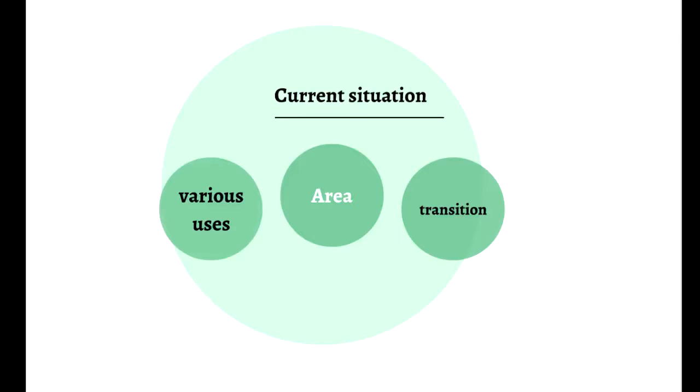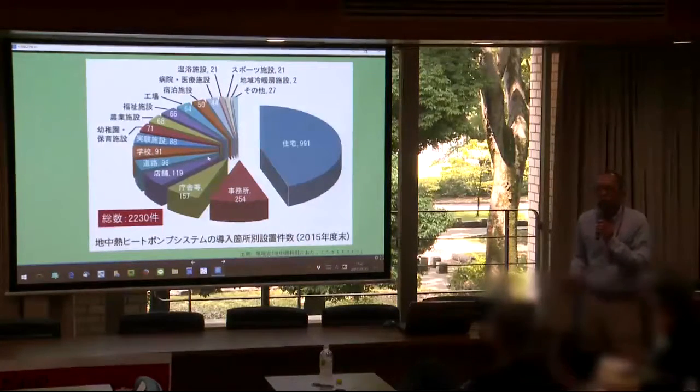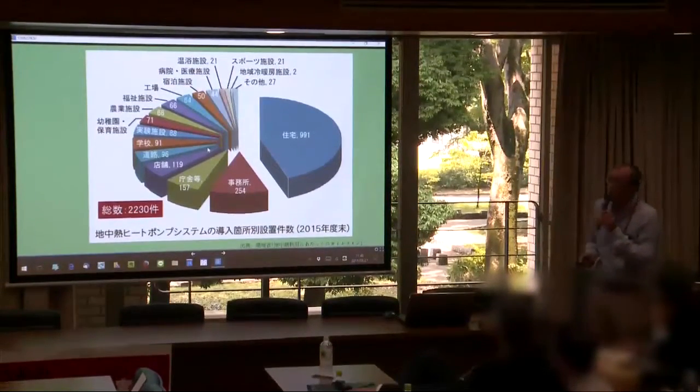Next, let me talk about the situation in Japan, how much geothermal is introduced. This is the breakdown: 40% houses, then offices, road heating, schools, and welfare institutions. Since it is used for air conditioning, this application can be used in pretty much any of those, if there is a place to do so. So there are many cases in the residential portion.